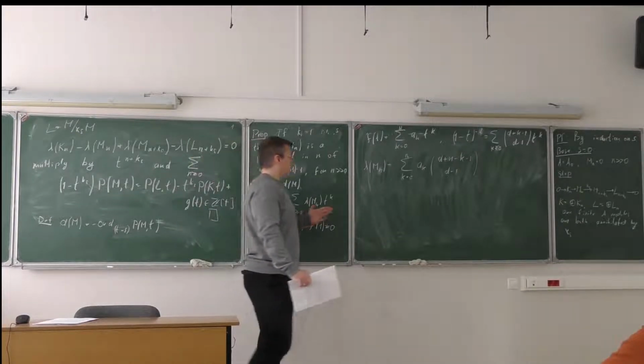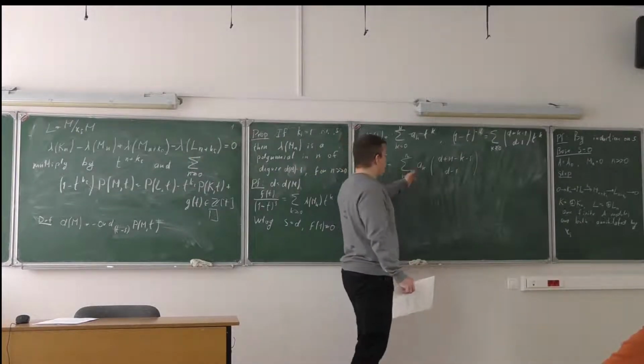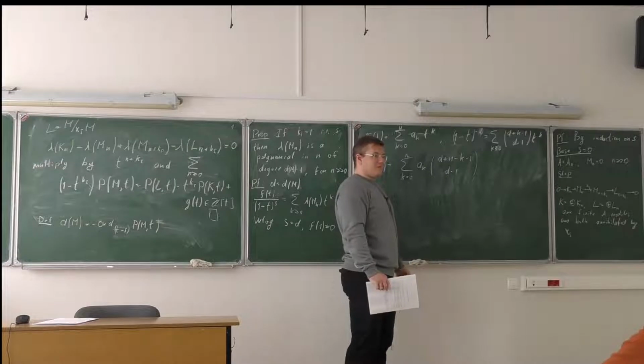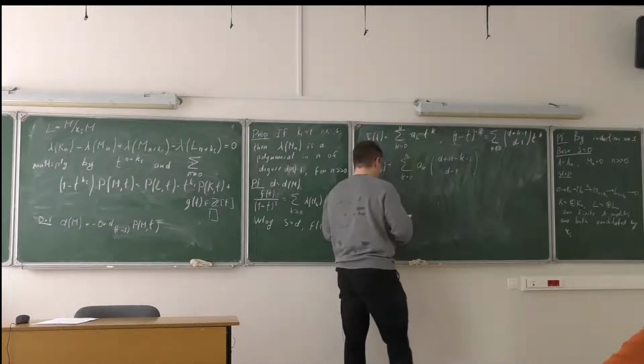Now, there is some sum, but if you look at the binomial coefficient, for sufficiently large n, you can think about this as a polynomial function. So that's essentially the end of the proof.